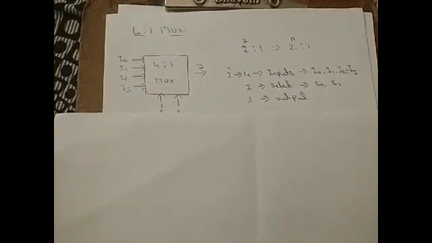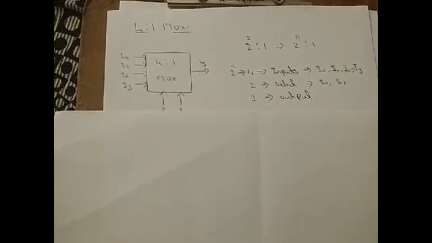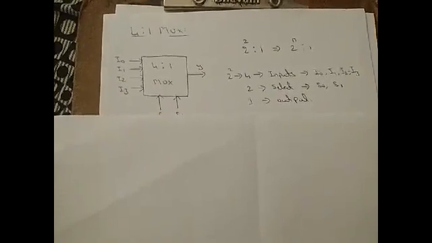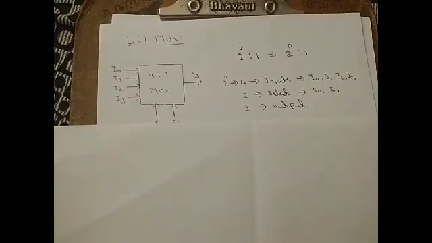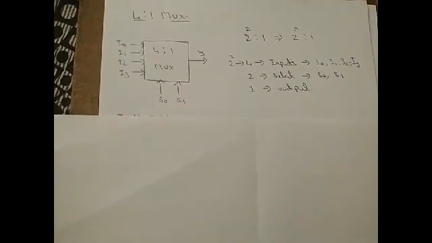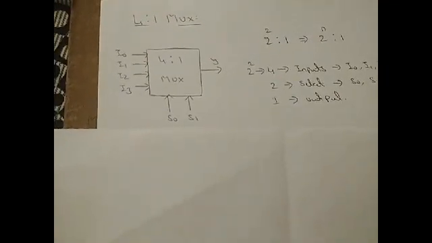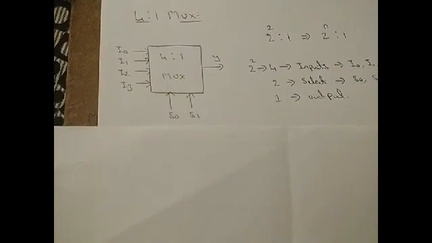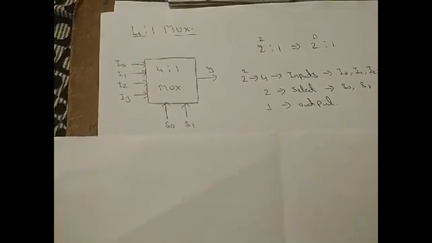Now we will discuss the 4 is to 1 mux. The formula is 2 raised to n is to 1, that is 2 squared is to 1. So 2 squared means 4 inputs, I0 to I3, n is 2, so there are two select lines S0 and S1, and obviously 1 is your output. This is the block diagram of the 4 is to 1 mux, where I0, I1, I2, I3 are the inputs, S0 and S1 are also inputs but they are the select lines, and Y is your output.